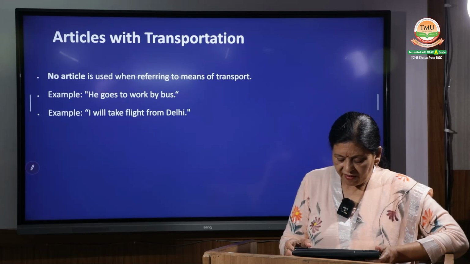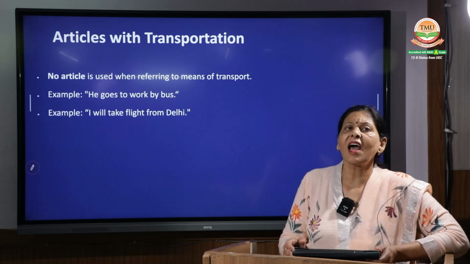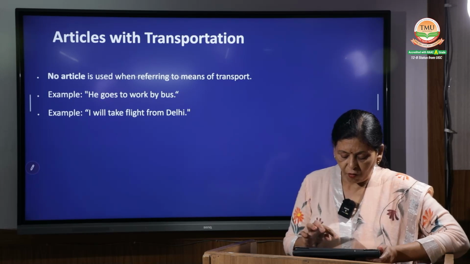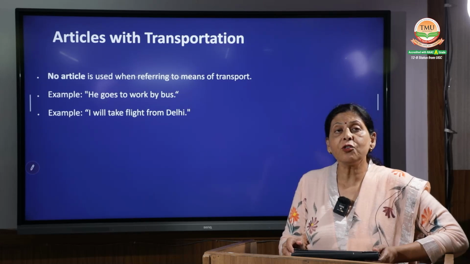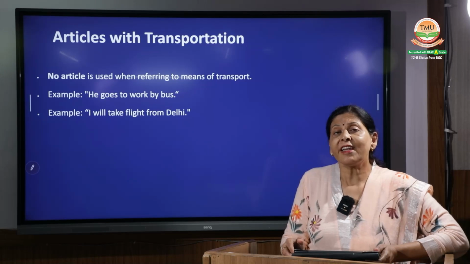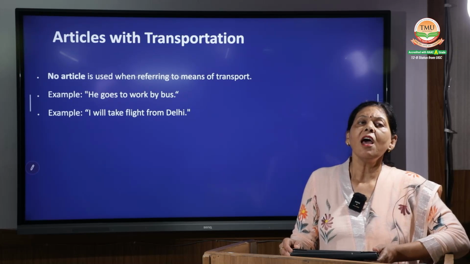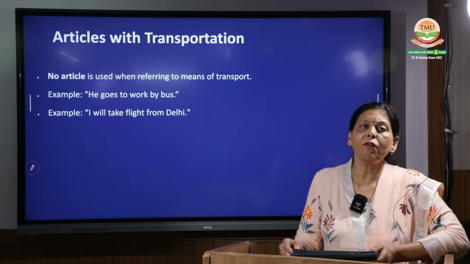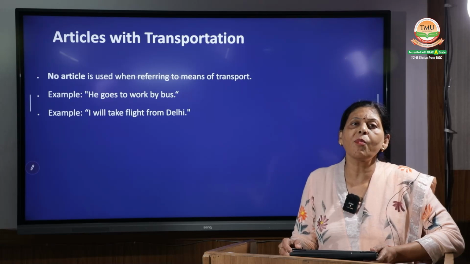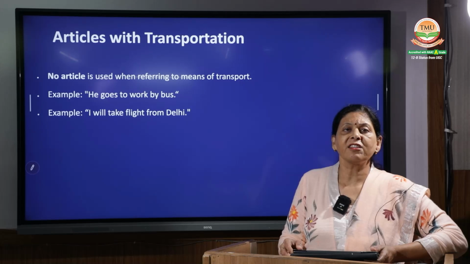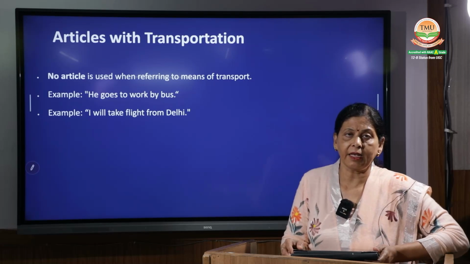Then, I will take flight from Delhi. I will take a flight from Delhi is very common, but the correct form is I will take flight from Delhi. These are certain examples which we need to correct because it has been so much in our habit to say I will take a flight from Delhi. Obviously you cannot take a number of flights together at one time, so people generally say I will take a flight, but the correct form is I will take flight from Delhi.